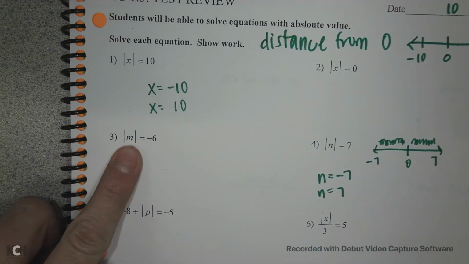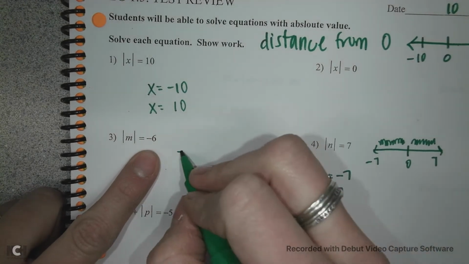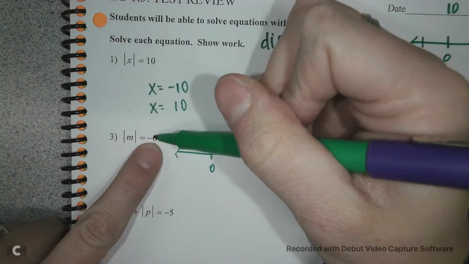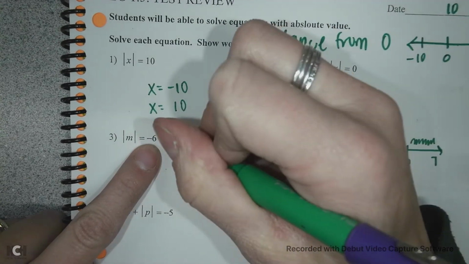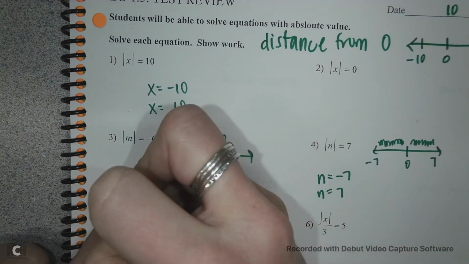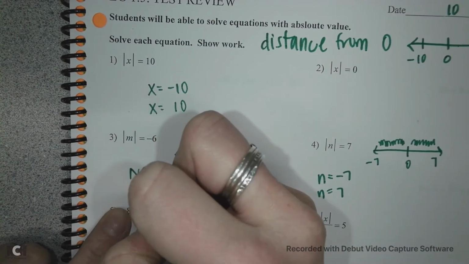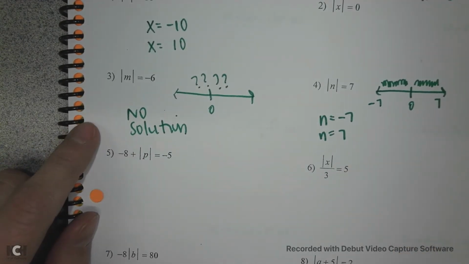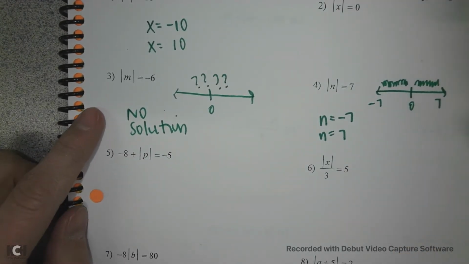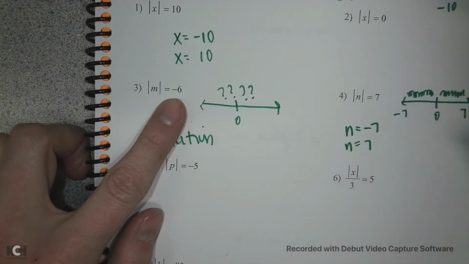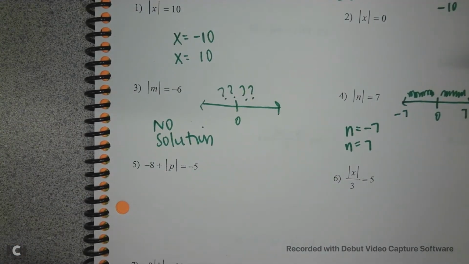On number 3, this says, again, I'm standing on a number line, always start at 0, and I want to move -6 spaces. Well, what? We can't move -6 spaces, so can't do that one. Okay. So remember, if your absolute value equals a negative number, then it doesn't work.